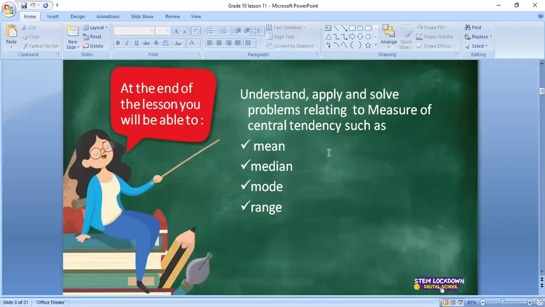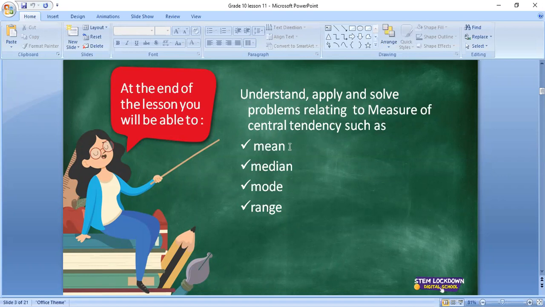So at the end of today's lesson, we need to understand how to solve problems relating to measures of central tendency. When you say measures of central tendency, we mean mean, median, mode, and range. The word measures of central tendency basically refers to the average.